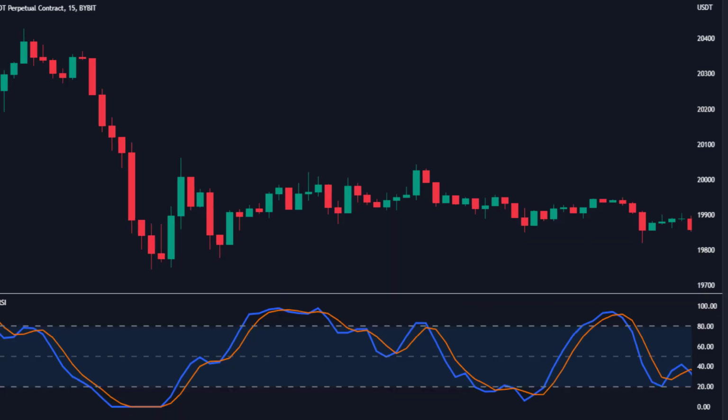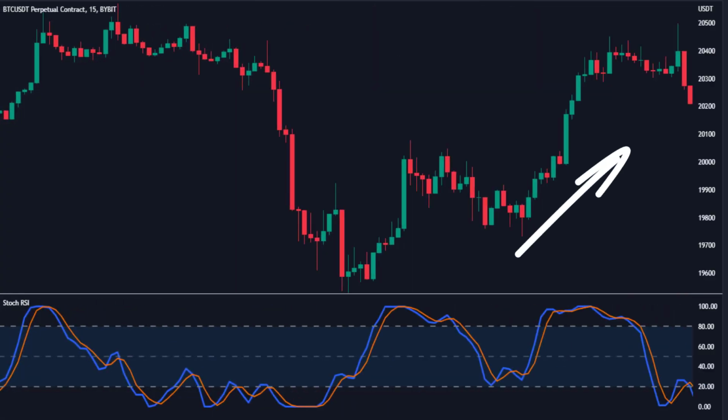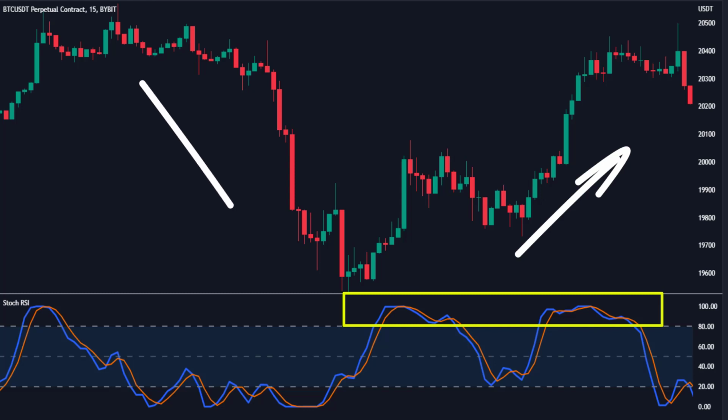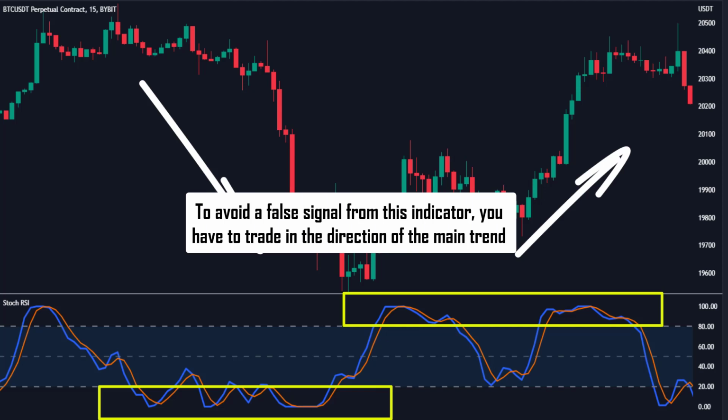For example, a strong uptrend may cause the stochastic to remain overbought for extended periods without any downward movement, and a strong downtrend may cause it to remain oversold for an extended period of time without an upward movement. To avoid a false signal from this indicator, you have to trade in the direction of the main trend.